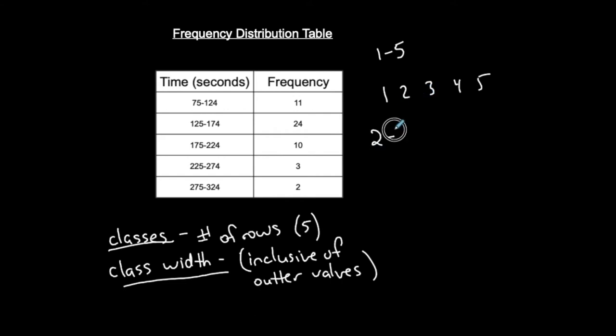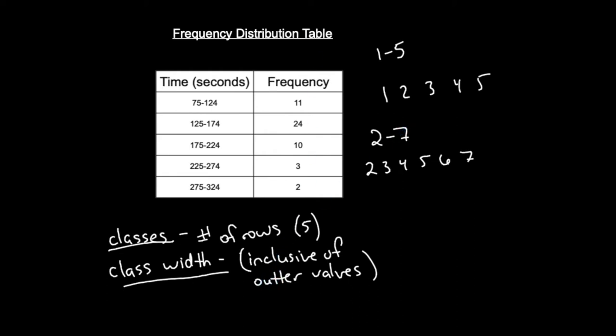If I go from 2 to 7, 7 minus 2 is 5. But if I say from 2 to 7, I'm including 2, 3, 4, 5, 6, and 7. I have 1, 2, 3, 4, 5, 6 different values in this interval. I want you to be very careful when you're finding the class width of a frequency distribution table, right? Not only am I counting the values inside, I'm also counting the values here and here on the ends.